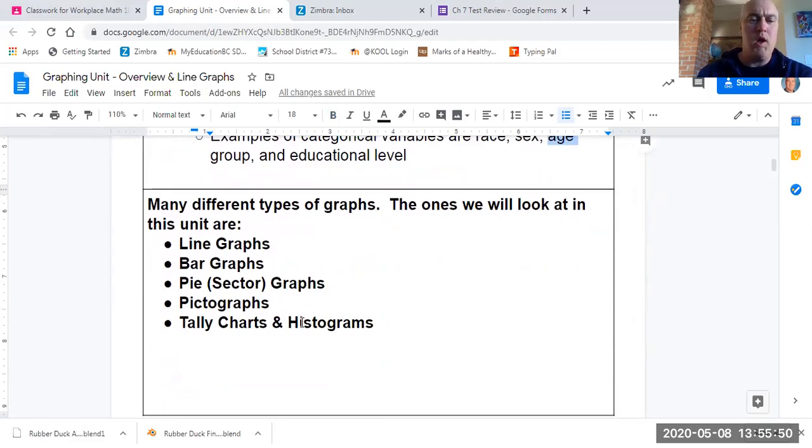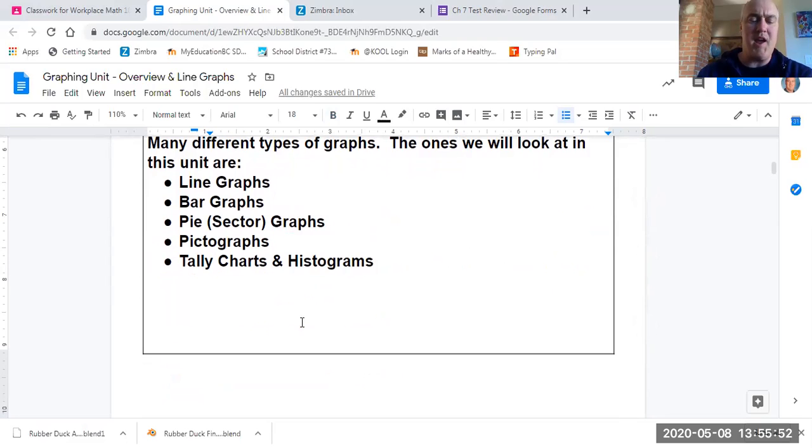Now, what we're going to be looking at over the course of the next few weeks is various types of graphs. The ones that we're going to be looking at specifically in this unit are line graphs, and then we'll also be looking at bar graphs, and sometimes known as pie or sector graphs. And then we'll also be looking at pictographs and also tally charts and histograms. You may or may not be familiar with those terms or what those look like. So let me just give you a quick overview of what those are.